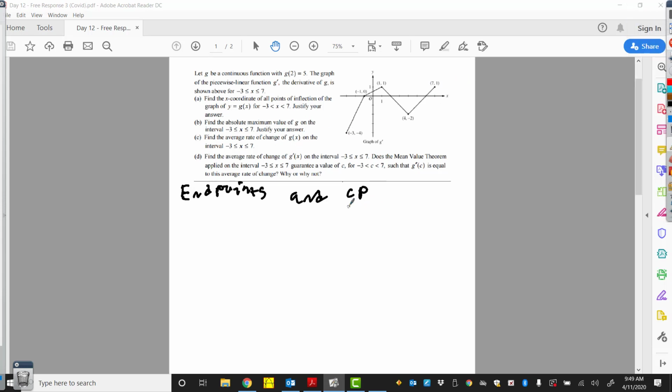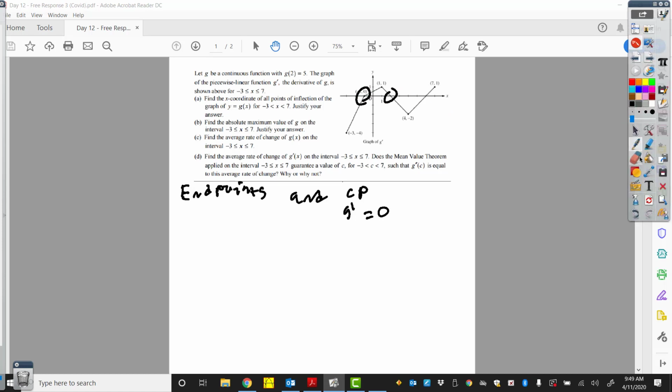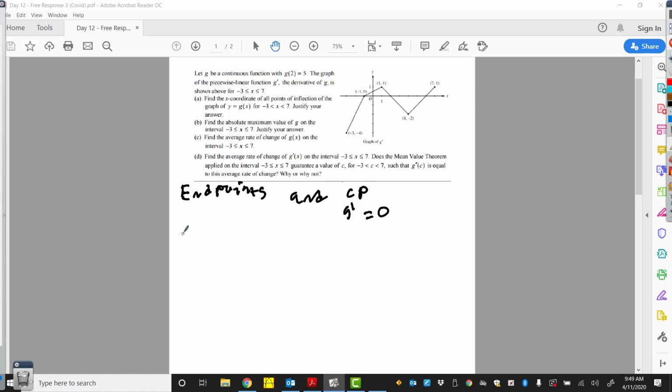So we need to think, where are our critical points going to be? Well, critical points happen when the derivative is equal to 0. Well, that's going to be here and here. Okay, so that's at x equals -1 and x equals 2. So now we can consider all of these. We have x as -3, -1, 2, and 7. All of the x values we can consider.